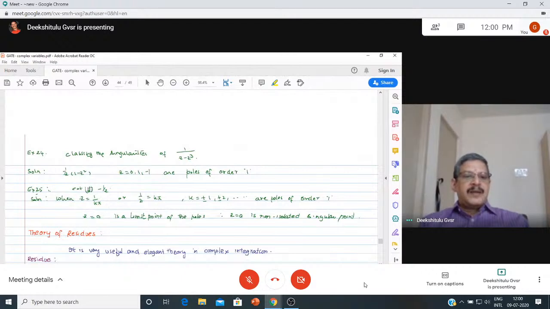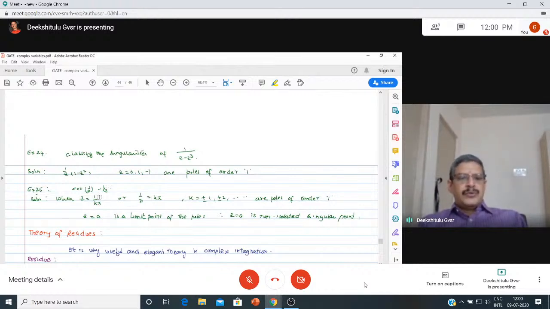Next, cot(1/z) − 1/z. So cot(1/z): when z = 1/(kπ), 1/z becomes kπ. So cot π, what is cot π? It is cos π / sin π. Sin π is 0, so it goes to infinity. So whenever z = 1/(kπ), this cot function goes to infinity. So 1/z = kπ, for k = ±1, ±2, and so on. They are all poles of order 1.